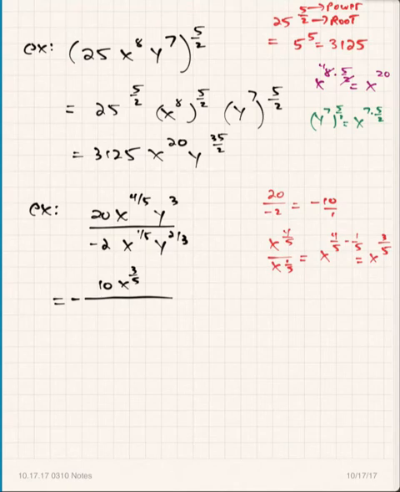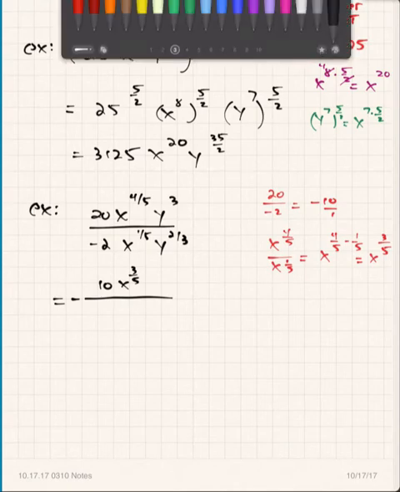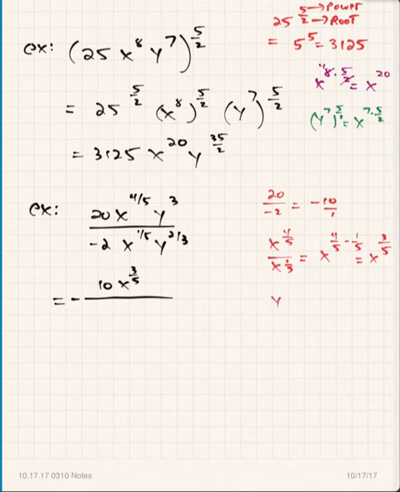and then finally, you've got y to the 3rd over y to the 2/3. So you're going to subtract exponents there. So you have 3 minus 2/3. But that 3 is really 3 over 1. So the least common denominator would be 3. So this would be 9/3 minus 2/3. And so you get y to the 7/3.